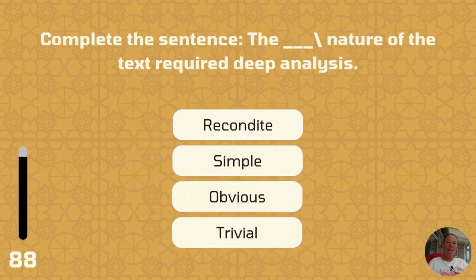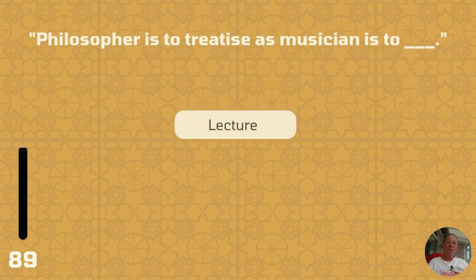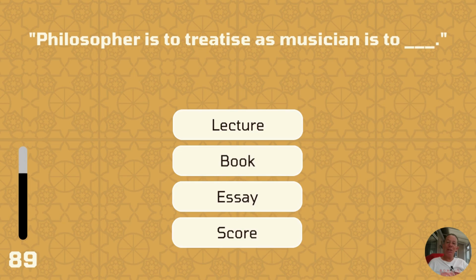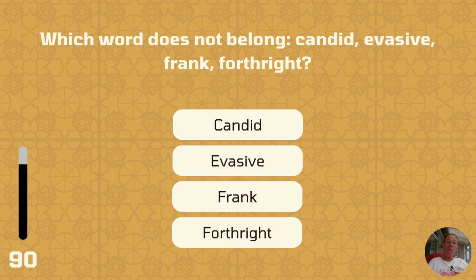Complete the sentence. The something nature of the text required deep analysis. Recondite, simple, obvious, or trivial? Recondite. Philosopher is to treatise, as musician is to lecture, book, essay, or score. Score. Which word does not belong? Candid, evasive, frank, or forthright? Evasive.